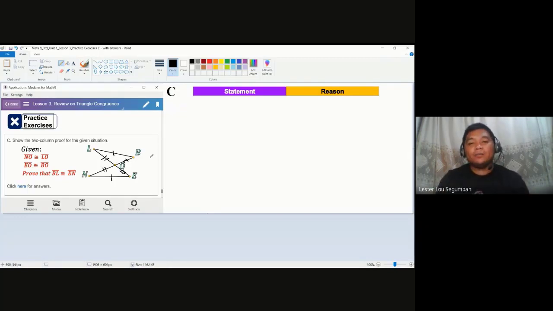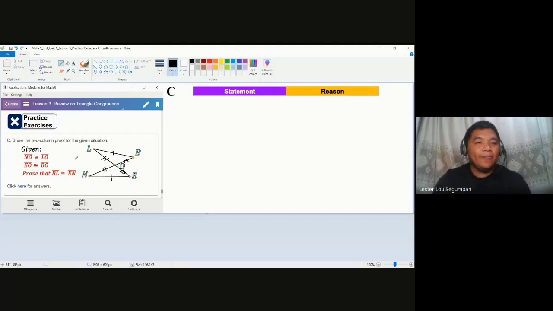When we talk about proving parts only, because side BL and side EN are just parts of these two triangles, we could actually still pass through triangle congruence. Once we have proven that the two triangles are congruent, then we can assume that the rest of the corresponding parts of these two triangles are also congruent, using the concept of CPCTC. CPCTC stands for corresponding parts of congruent triangles are congruent.